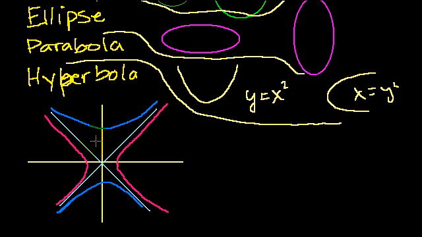So this blue one would be one hyperbola, and then the magenta one would be a different hyperbola. So those are the different graphs. So then, the one thing that I'm sure you're asking is, why are they called conic sections? Why are they not called bolas or variations of circles or whatever?